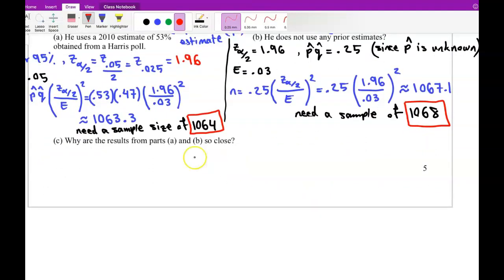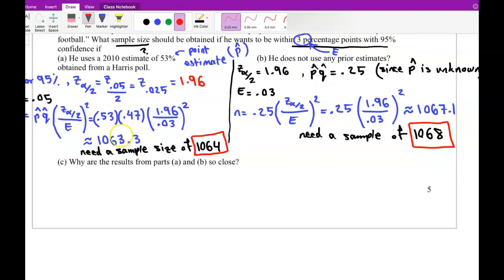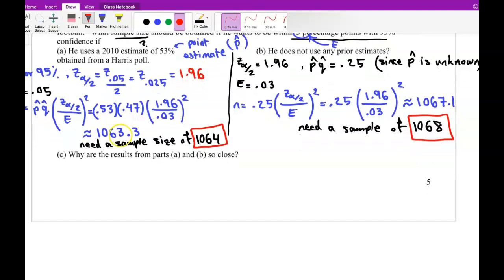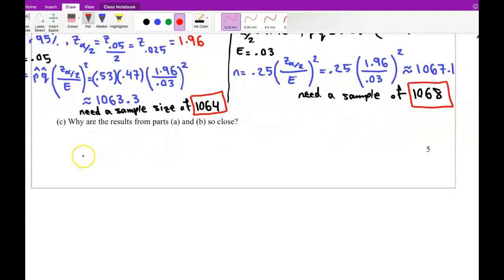Now part C, why are the results from part A and B so close? That is because here P hat Q hat was 0.53 times 0.47. That is equal to 0.2491, which is very close to this part, 0.25.